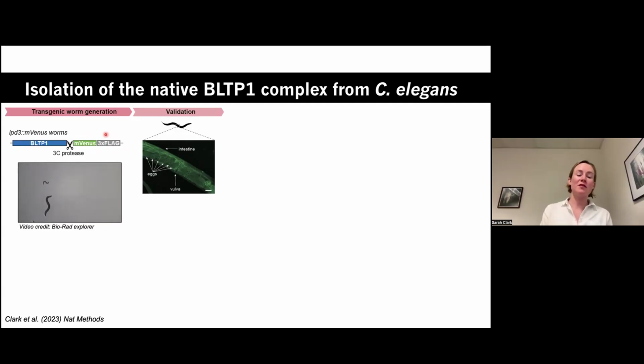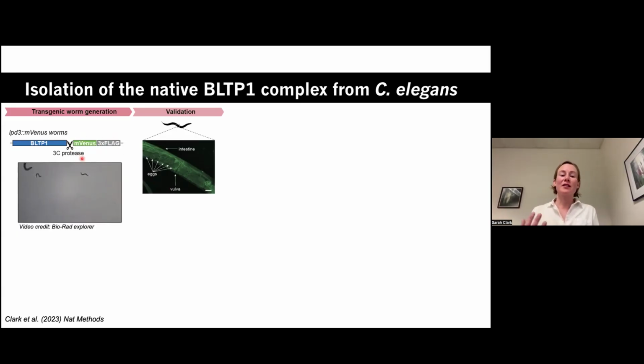And then we did a bunch of validation studies to confirm that, in fact, the protein was still localized to the correct locations in C. elegans, which you can see from this confocal image here. We also did a series of validation experiments showing that the worms still behaved like wild type, that the lipid transfer dependent processes in C. elegans were not impacted by the addition of this tag.